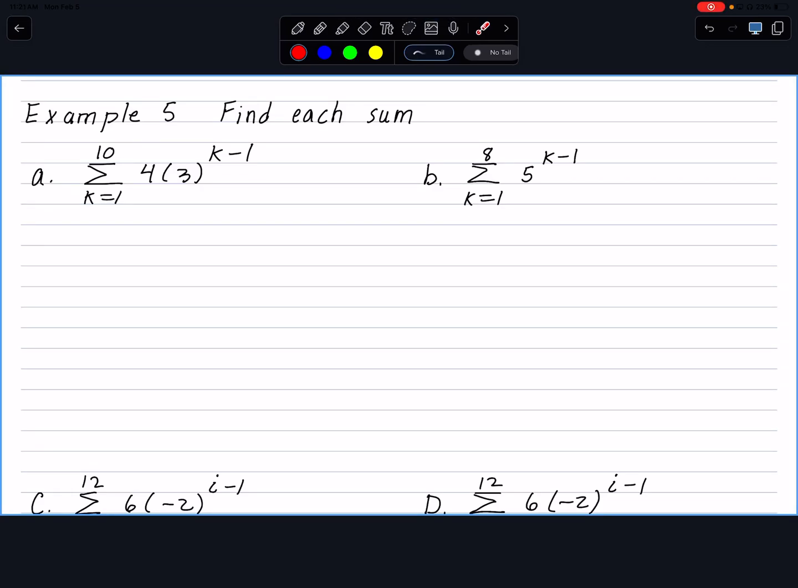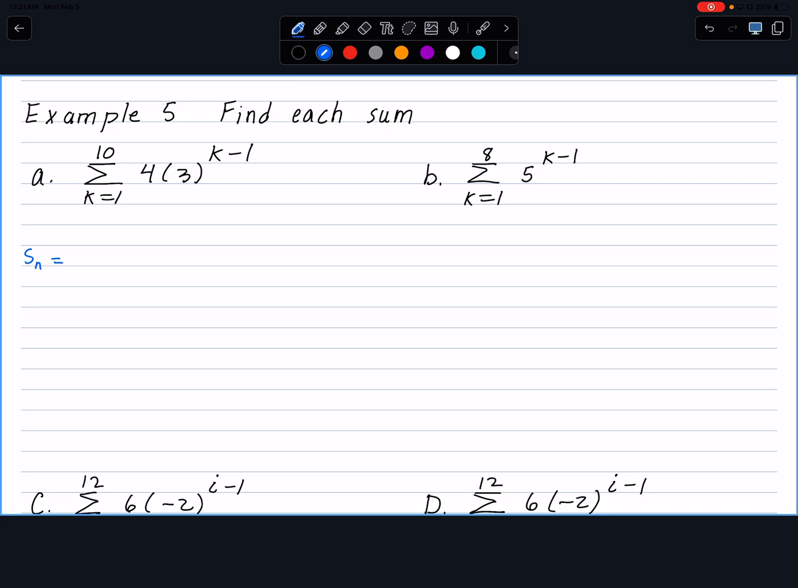Okay, so we are going to look at this example. We're supposed to find the sum. This is a geometric series. Okay, so let's see what we can do. So reminder, our formula, where can I fit this in? I can fit this in right here.